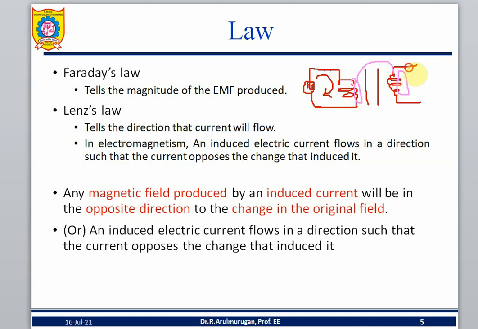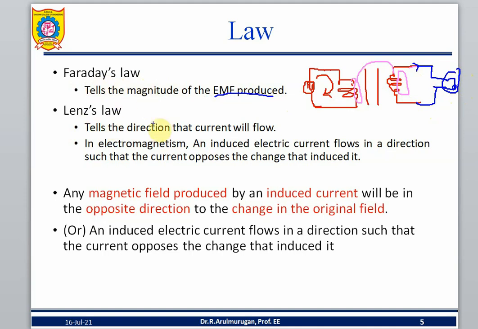Then you form a closed circuit. You use one lamp and close the circuit to utilize the generated current, which comes from the EMF. Faraday's law tells about the magnitude of the EMF produced. The EMF is produced in the second coil. So this is about Faraday's law.